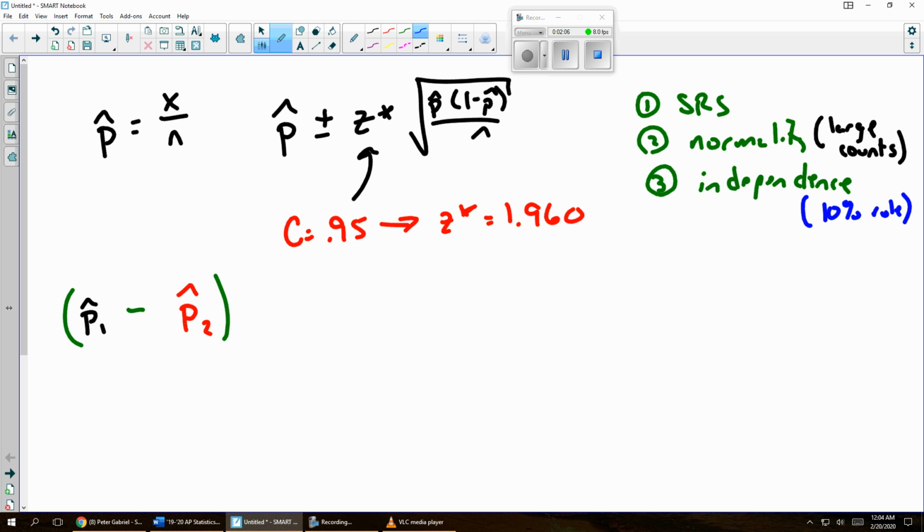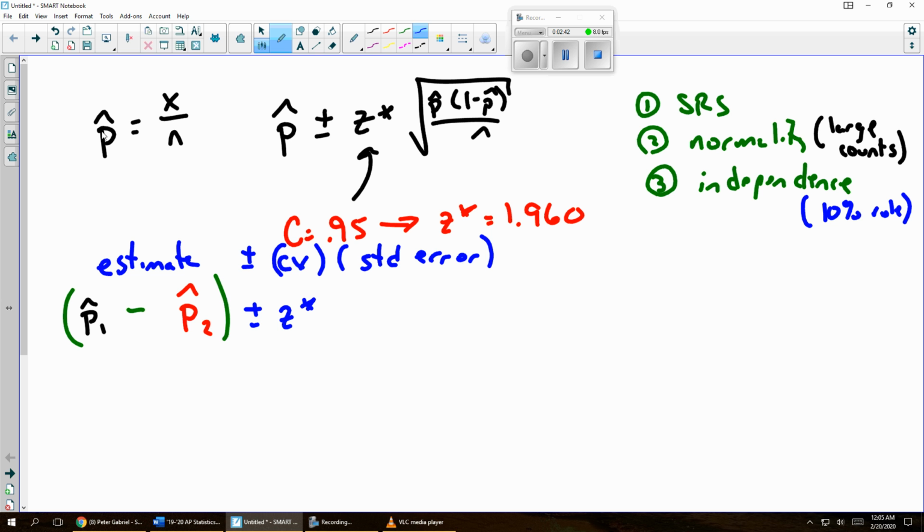Beyond that, the format looks kind of similar to what we had before. We'll have the estimate plus or minus a critical value times the standard error. And so the estimate is p hat 1 minus p hat 2, or put a different way, how different are, say, the girls and the boys. The critical value is just like before, the z star critical value. And now we have to worry about the standard error.